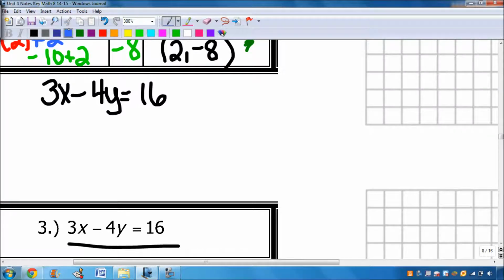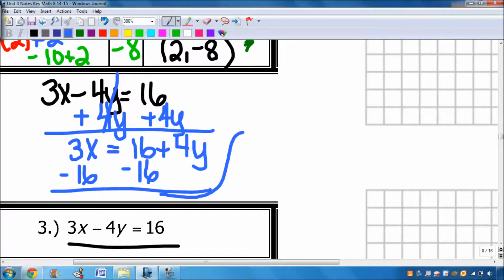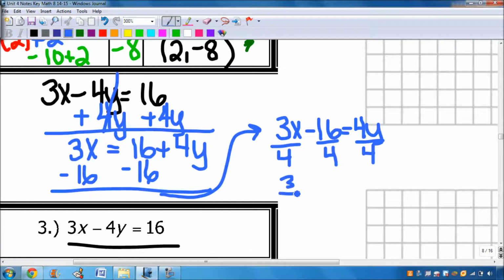So I'm going to add 4y to both sides to make my life easier, okay? Don't forget, these are not like terms. So you end up getting 3x equals 16 plus 4y. Remember, your goal is to get the y by itself. So on the same side of the y is the 16. So I'm going to subtract 16 from both sides. Okay, so I end up getting 3x minus 16 equals 4y. So now I just have to divide everything by 4, and I end up getting 3/4 x minus 4 equals y. So now my y is by itself.